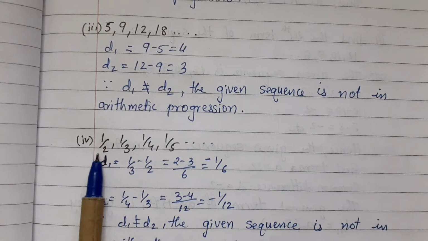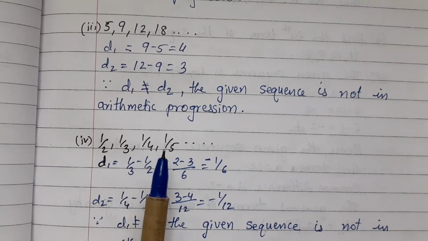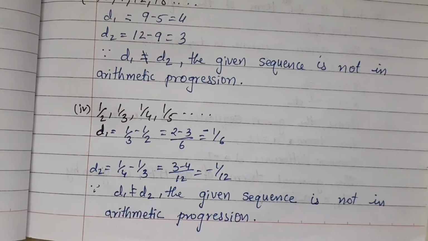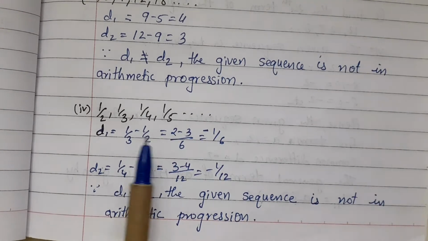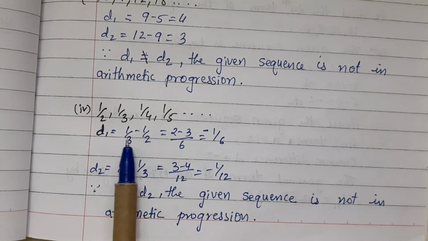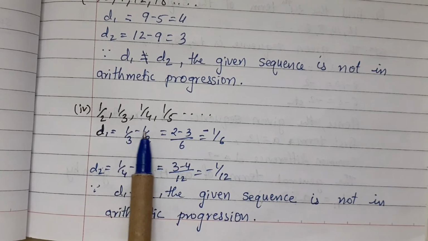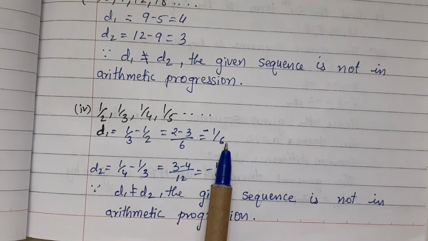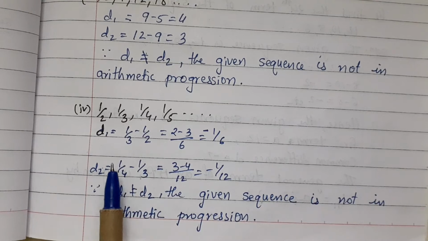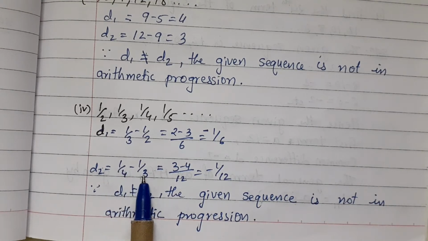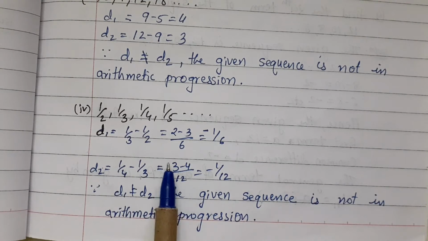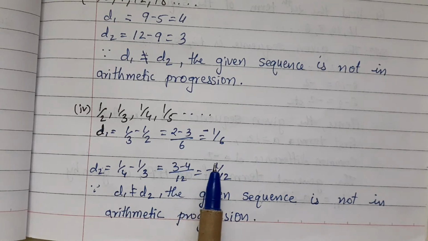Fourth part: 1/2, 1/3, 1/4, 1/5. D1 equal to 1/3 minus 1/2; LCM is 6; 2 minus 3 is minus 1/6. D2 equal to 1/4 minus 1/3; LCM is 12; 3 minus 4 equal to minus 1/12. Since D1 is not equal to D2, the given sequence is not in arithmetic progression.